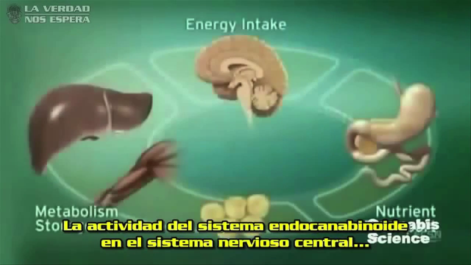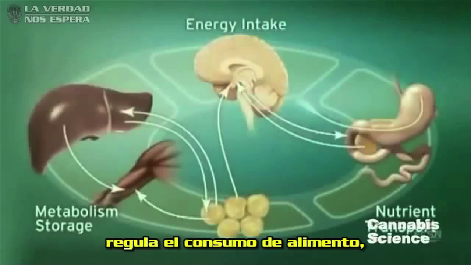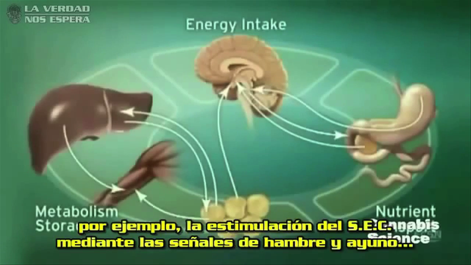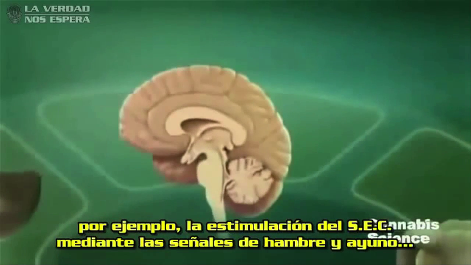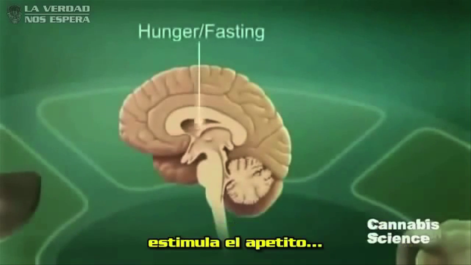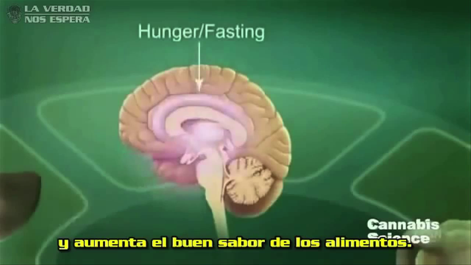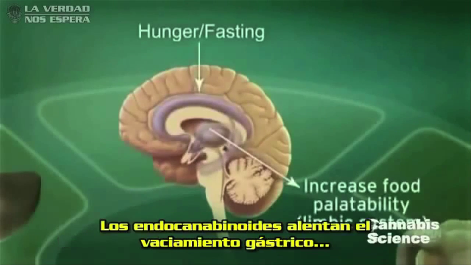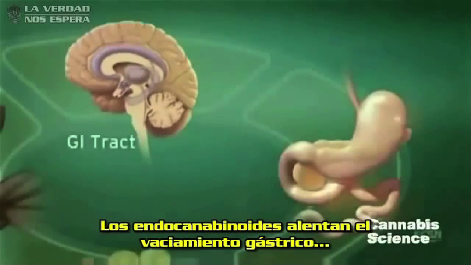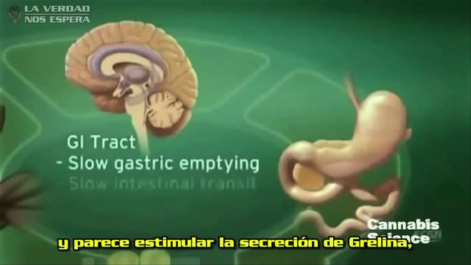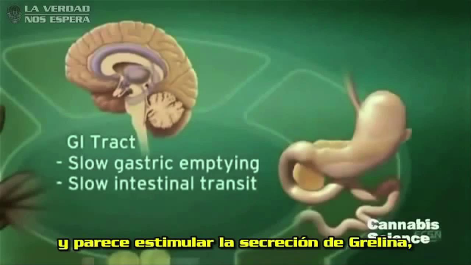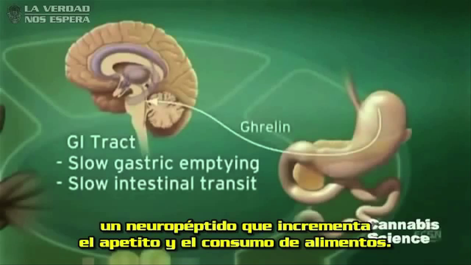Endocannabinoid system activity in the central nervous system regulates food intake. For example, ECS stimulation by hunger and fasting signals stimulates appetite and increases the palatability of food. Endocannabinoids slow gastric emptying and GI transit and appear to stimulate secretion of ghrelin, a neuropeptide that increases appetite and food intake.